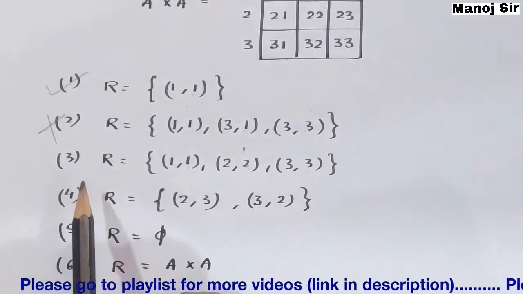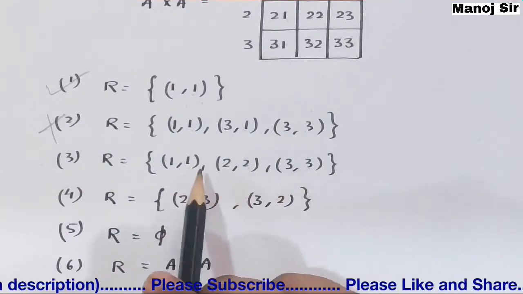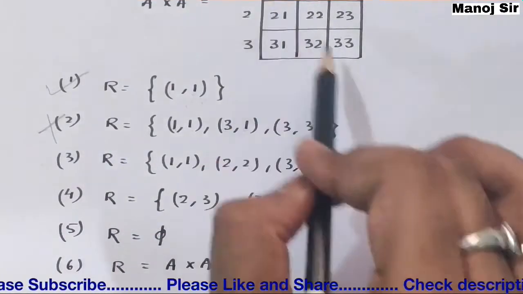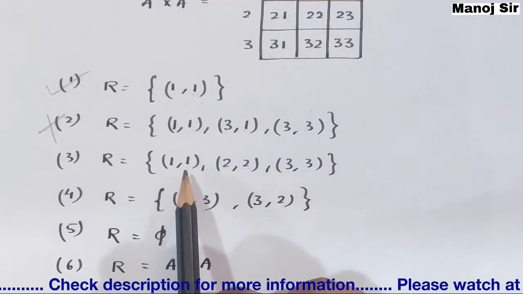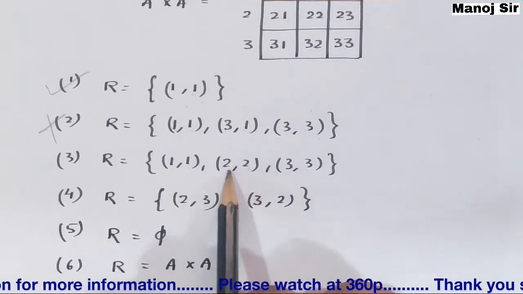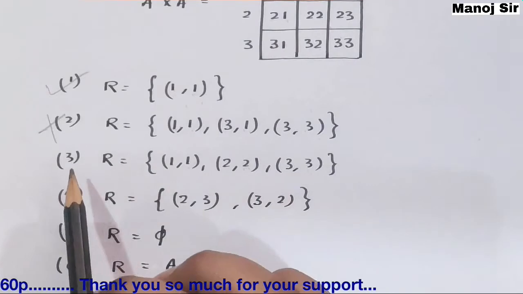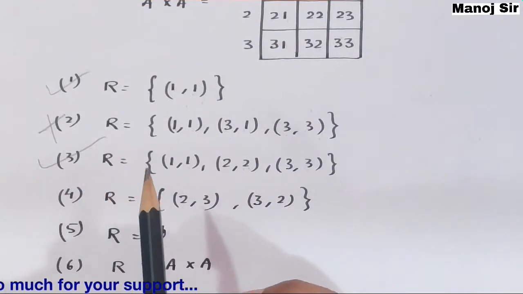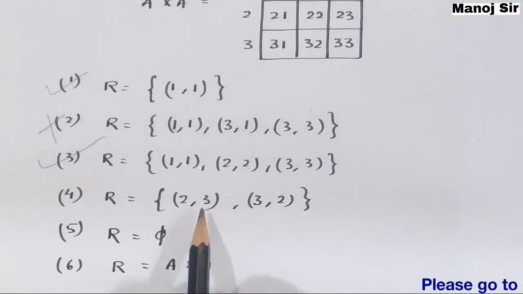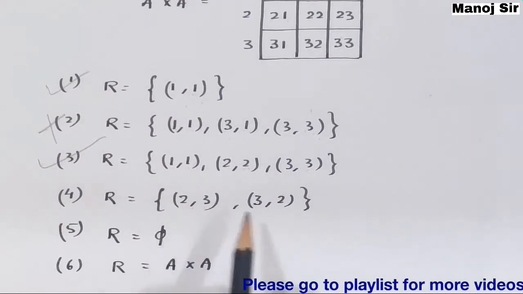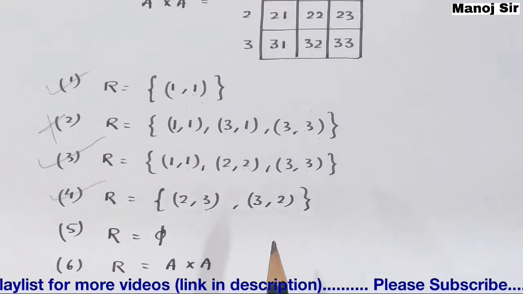Now coming to the third relation, that is (1,1), (2,2), (3,3). You can see all the diagonal pairs are present here. This is self-symmetric, this is also self-symmetric, and this is also self-symmetric. All the pairs are self-symmetric, so this relation is a symmetric relation. Now coming to the fourth relation, that is (2,3), (3,2). It is also a symmetric pair. These two are symmetric pairs, so this relation is also a symmetric relation.